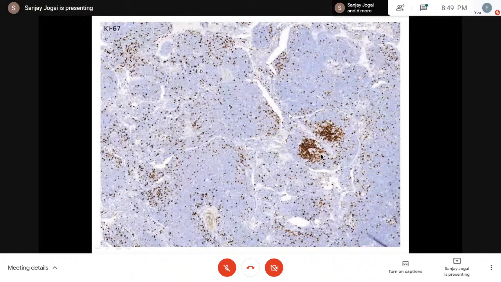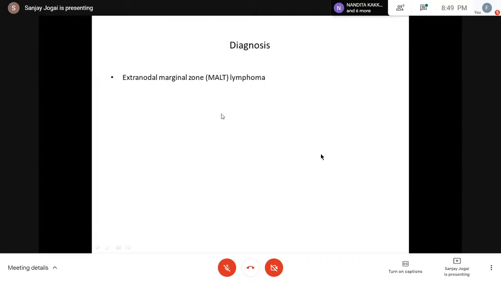And this is the Ki-67. Again, this shows the area which was CD10 positive. So basically a residual follicle which is showing a rich component of reactive blasts which are showing high Ki-67. But look at the Ki-67 elsewhere, very low. So what we basically have is an example of extranodal marginal zone lymphoma.